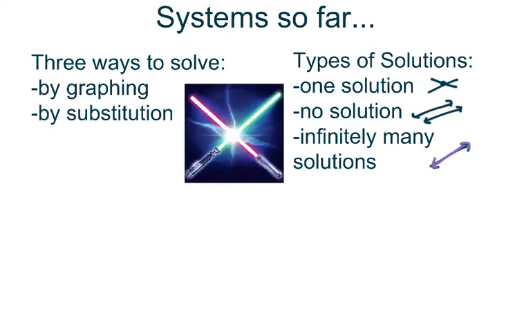Again, a solution is just where the lines cross. So I always think about two lightsabers crossing. Or in a real life example of like a tortoise and a hare, it's where they catch up to each other or where they are the same.